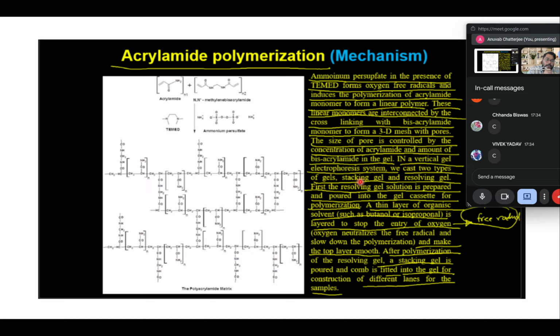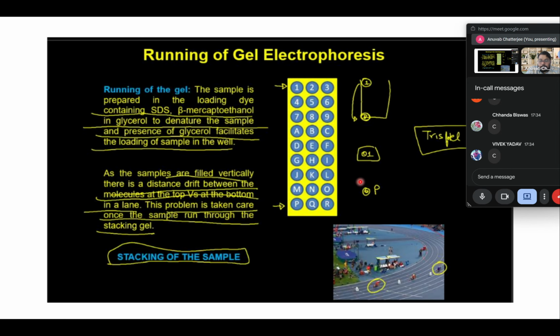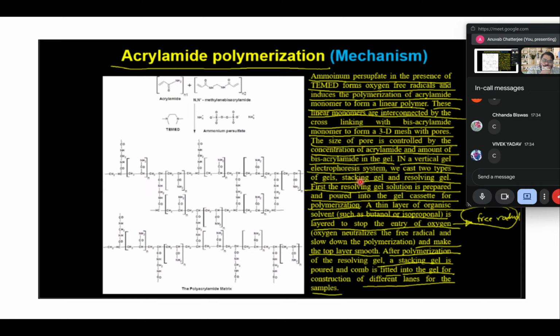In a vertical gel electrophoresis system, we cast two types of gels. So when you are trying to run Western blots, you actually cast two gels, not one. They are the stacking gel and the resolving gel. We'll go into why for DNA you need one gel, and for protein you need two, in a bit.